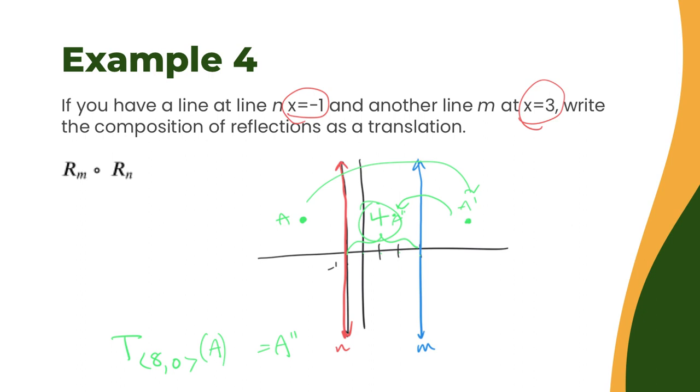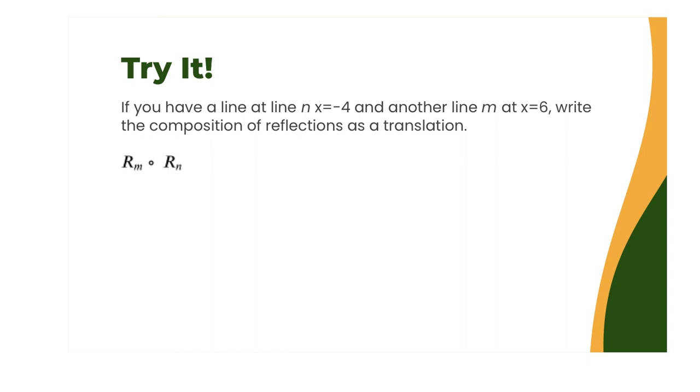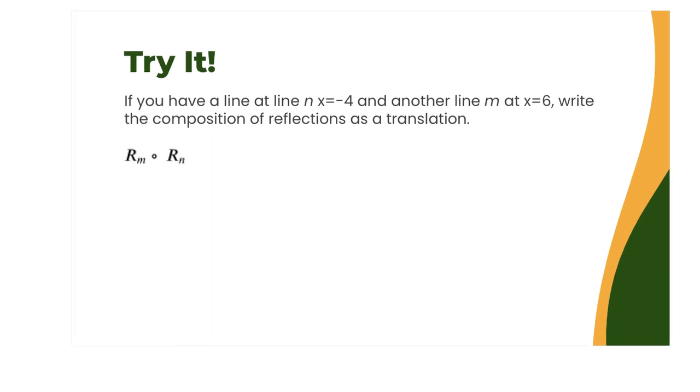Okay? Remember, you're going to find the distance between your two parallel lines, or your two lines of reflection, and then you will double whatever that distance is, and that is your translation. So why don't you guys go ahead and try it. If you have a line n at x equals -4 and another line m at x equals 6, what is the composition of reflections? Write the composition of reflections as a translation. Okay, go ahead and try it.